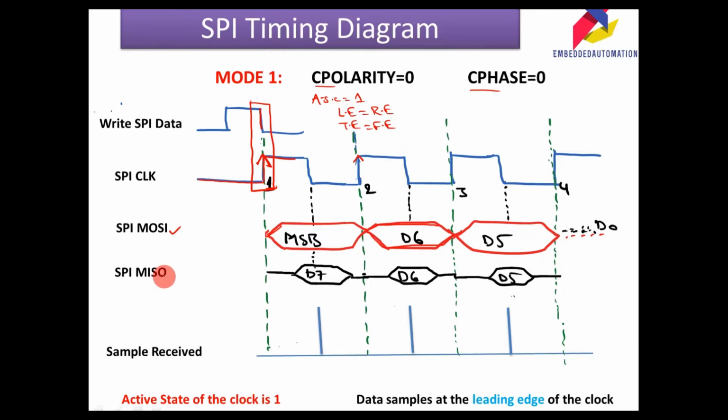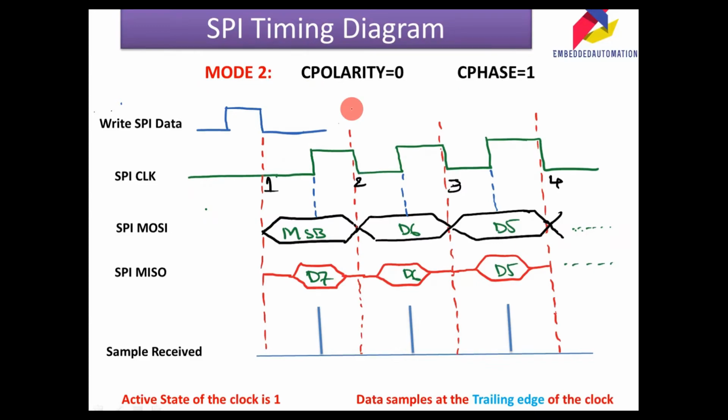Now coming to the master input and slave output, the master input data is latched at the falling edge of the clock. You can observe here the master input data is latched at the falling edge of the clock. This is the falling edge of the clock. So in this region, the data will be latched on the MISO line. So every falling edge of the clock, the data is latched here. You can observe here that the sample is received in the same phase. This is about mode 1.